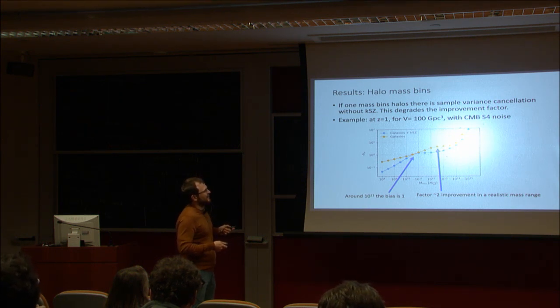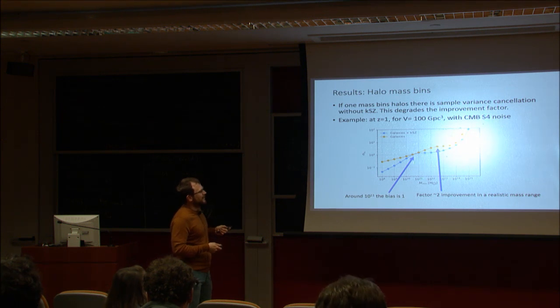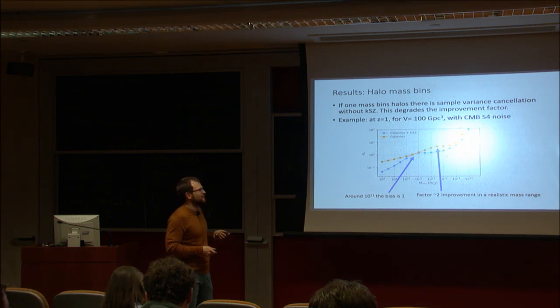And this shows you that then you go down to an improvement factor that is at most a factor of 2 or so. And at some point here, there is no improvement anymore. This is explained by the fact that here the halo bias actually becomes exactly 1. And then your galaxies also give you a sample at bias of 1.